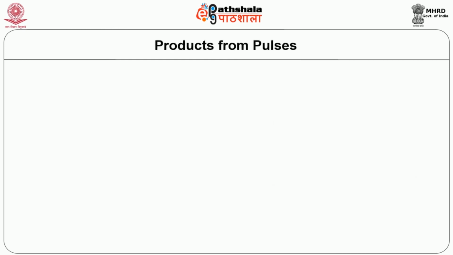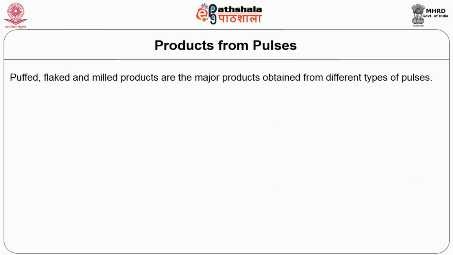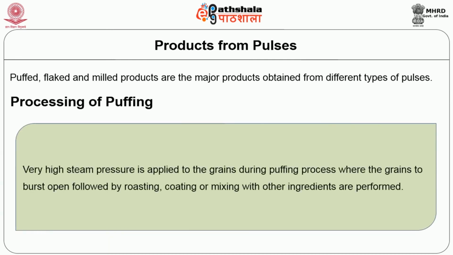Some of the products from pulses are puffed, flaked and milled products, which are the major products obtained from different types of pulses. Shown here is the puffing process. A very high steam pressure is applied to grains during the puffing process, causing the grains to burst open, followed by roasting, coating or mixing with other ingredients.